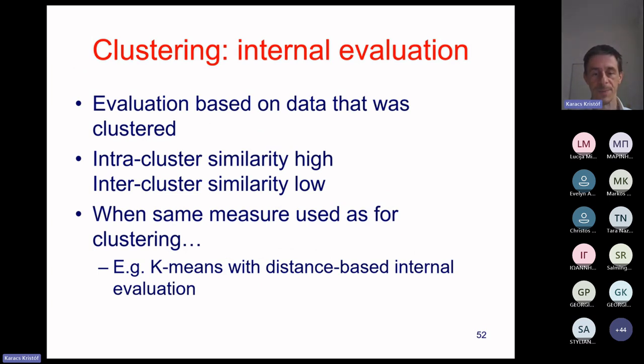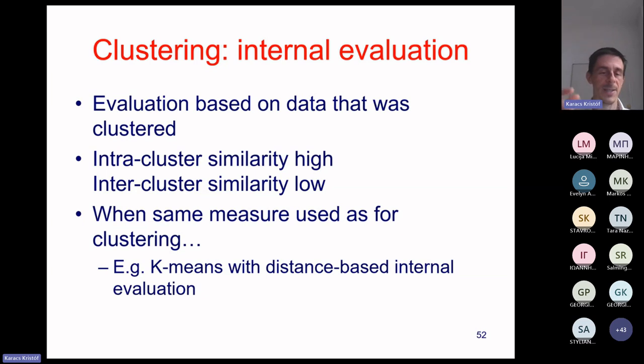The more difficult scenario is when we don't have access to labels. In this case, what we can measure is how similar the instances are inside a cluster and how different they are between the clusters. These are internal evaluation metrics. And of course, you want to maximize similarity inside a class and minimize similarity outside the class, or maximize dissimilarity there.